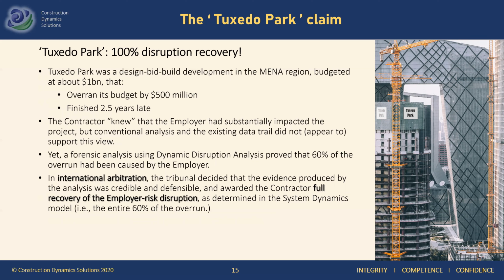We ran an assessment the way that we just described, and it proved that 60% of the overrun had been caused by the employer. Now, this claim did not settle. It went all the way through international arbitration, where the system dynamics evidence was presented to the three-judge tribunal, and this tribunal eventually awarded 100% of what was being claimed to the contractor, the full 60% of the overrun, saying that the system dynamics evidence presented to them was the most accurate and most plausible evidence that they had seen.